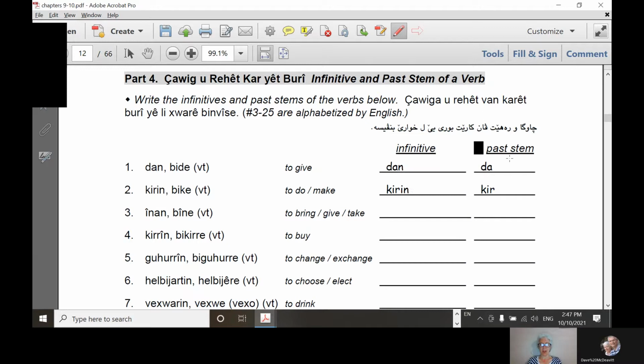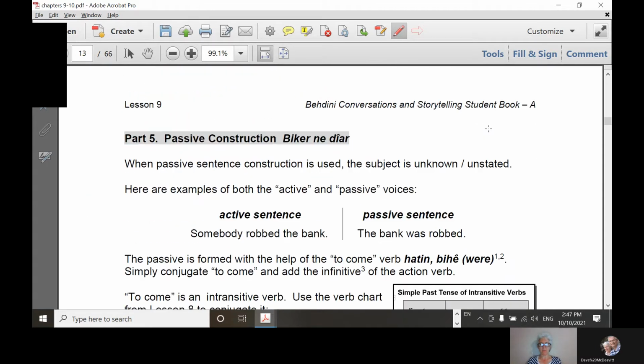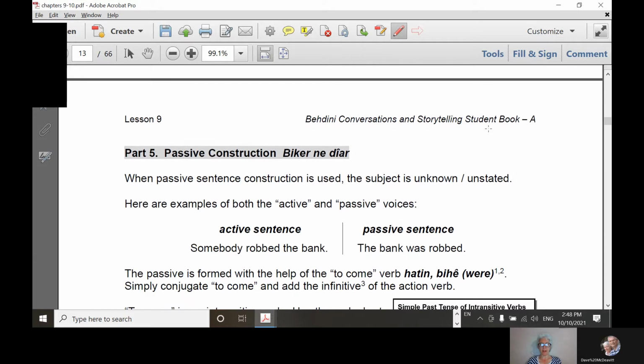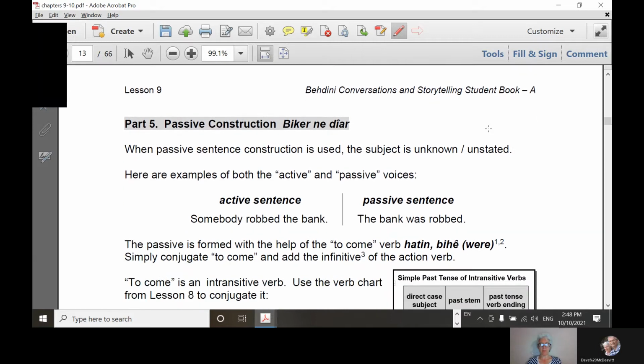This is very basic. You have to know how to do this. And just remember that the past stem is always represented by a black box in my grammar charts. All right, now, page 204, we're going to talk about passive construction.